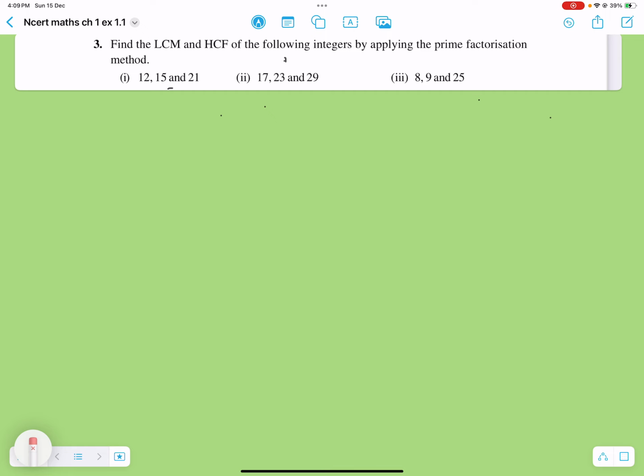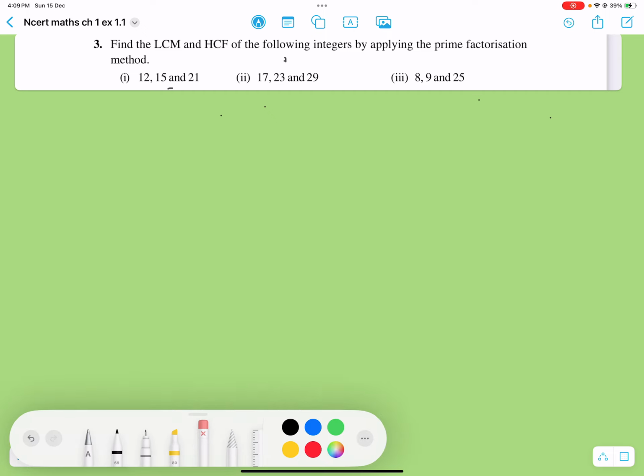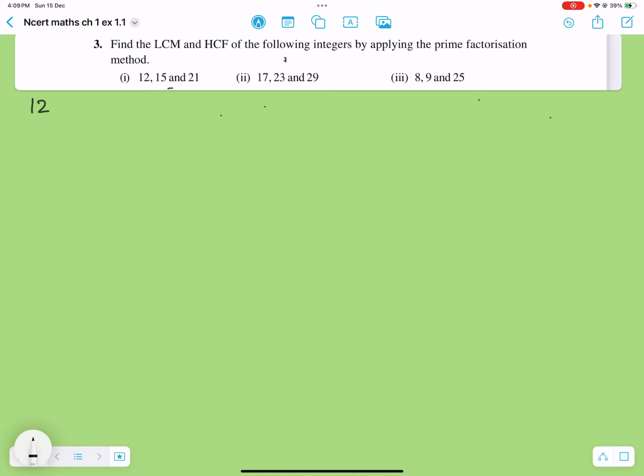of 12, 15 and 21. So we'll note down 12, 15 and 21. Because we have to apply the prime factorization method, the prime factors would be 2 multiply 2 multiply 3, and 3 multiply 5, and 3 multiply 7, or we can say 2 raised to power 2 multiply 3, or 3 multiply 5, or 3 multiply 7.